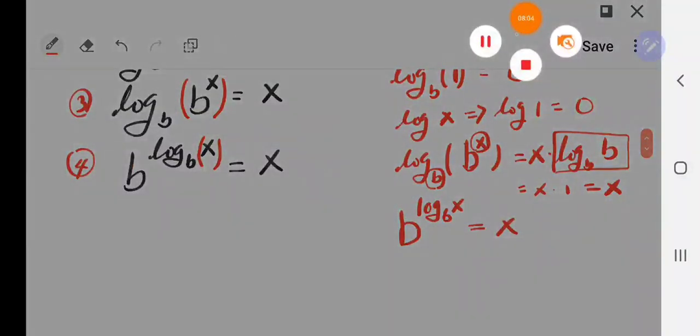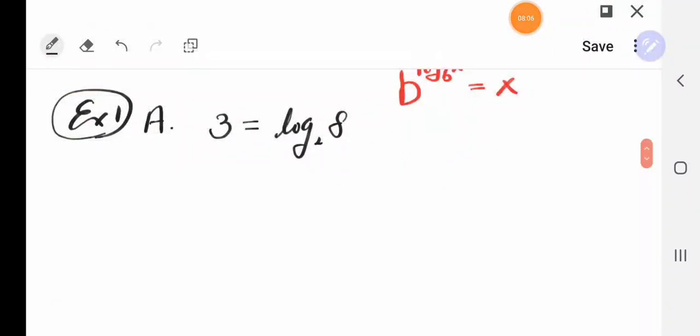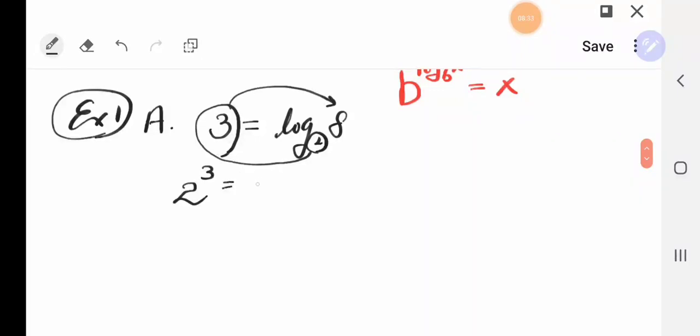Okay, let's try some example. Example 1. Let's rewrite this equation in the exponential form, using our methods earlier. The base is 2, so you can write it as base 2 as an exponential form, and the exponent will be the other side, 3. So 3 will be the exponent, then the result will be inside the logarithm, 8. So this is an exponential form. Or you can do it this way, using our property.